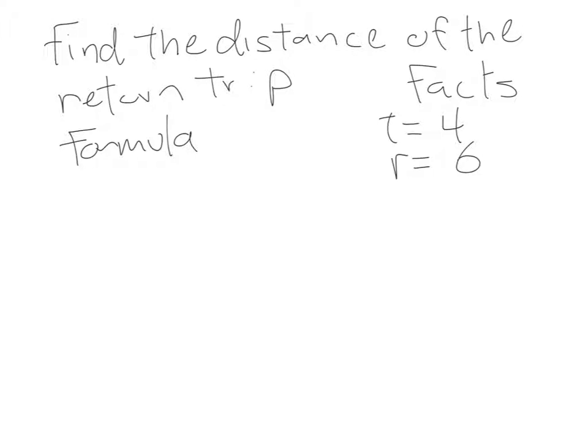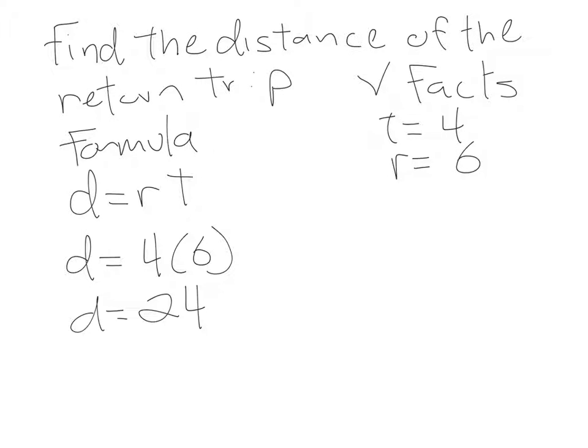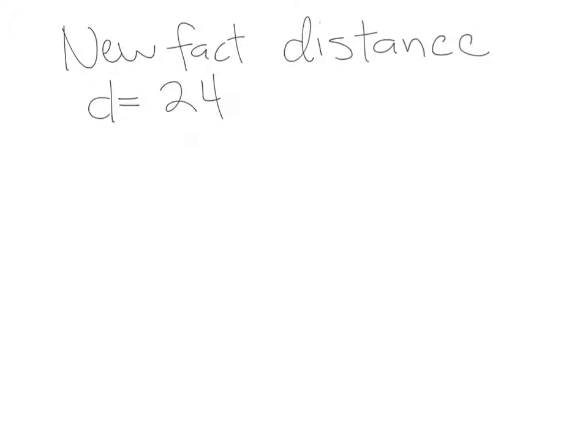These are the facts that they gave us: t is equal to time, rate or average is equal to 6, and the formula for distance is d is equal to rate times time. So now we're going to plug and chug. I plugged in 4 for time and 6 for rate, and the distance to Guam was 24 kilometers. What can I do with that? Well, I can use this distance to find out what the average speed was for the trip there.